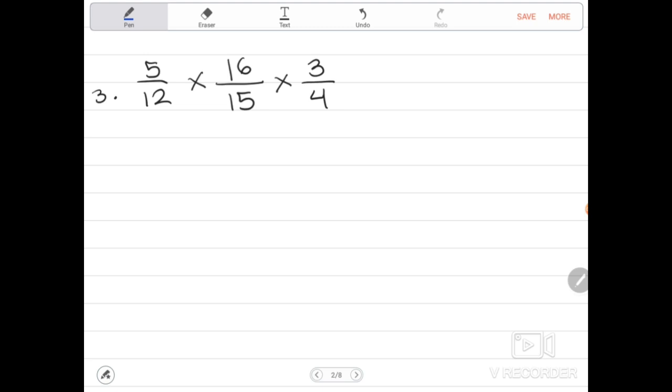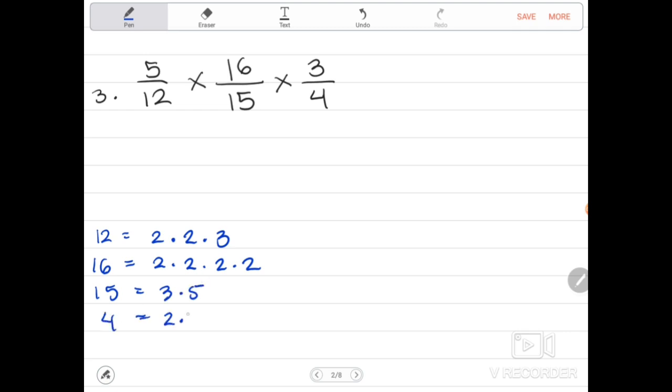As you can see, it is a little bit bigger number, right? So the technique here is just simply get the prime factors of those numbers, right? So we have 12. What are the prime factors of 12? That is 2 times 2 times 3. Next, 16. What are the prime factors of 16? That is 2 times 2 times 2 times 2. Next, 15. We have 3 times 5. And then last one, 4. That is 2 times 2.